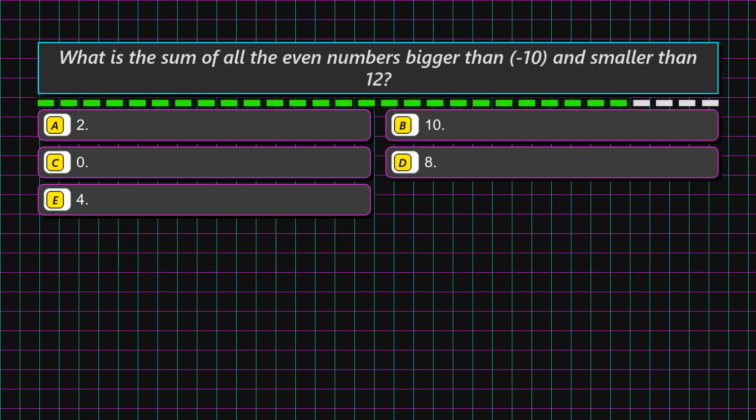Question 7. What is the sum of all the even numbers bigger than -10 and smaller than 12? Option A, 2. Option B, 10. Option C is 0. Option D, 8. Option E, 4.